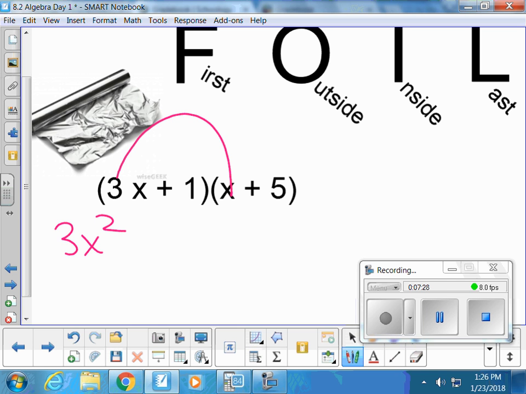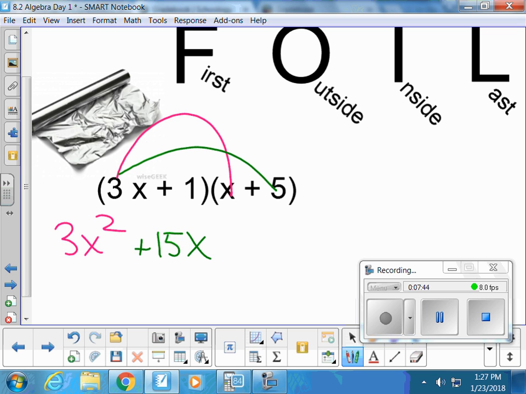That was F. How about O, outside to outside? 3x, I will draw my rainbow to my 5, and 3x times 5 is 15x. Now you don't need any parentheses down here. I had students this morning trying to put parentheses around some of this stuff. You don't need the parentheses anymore, okay?